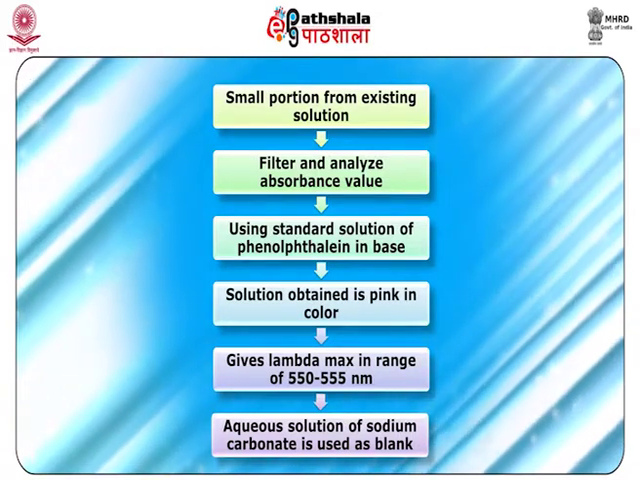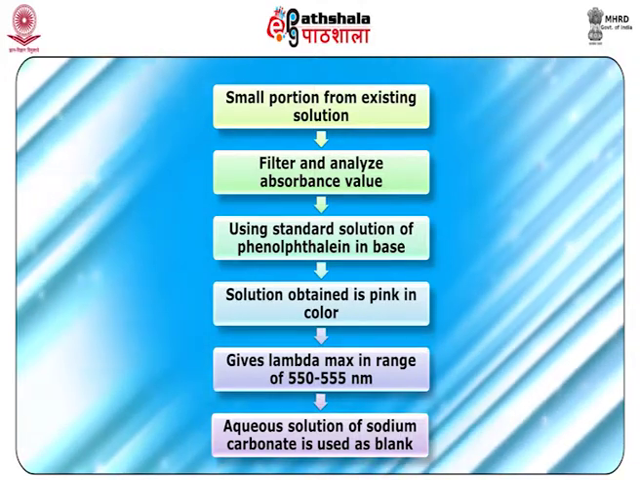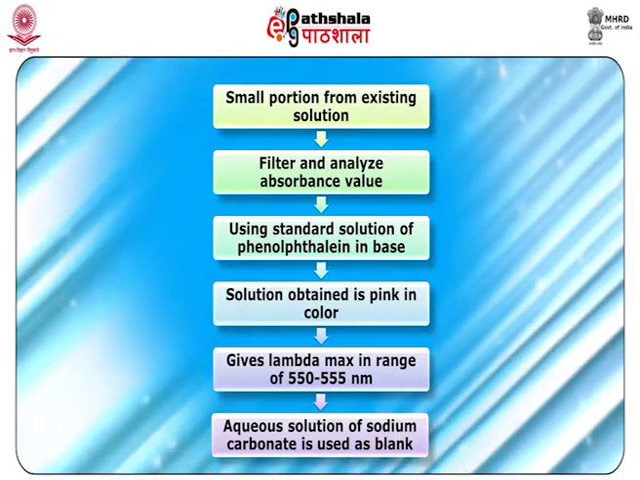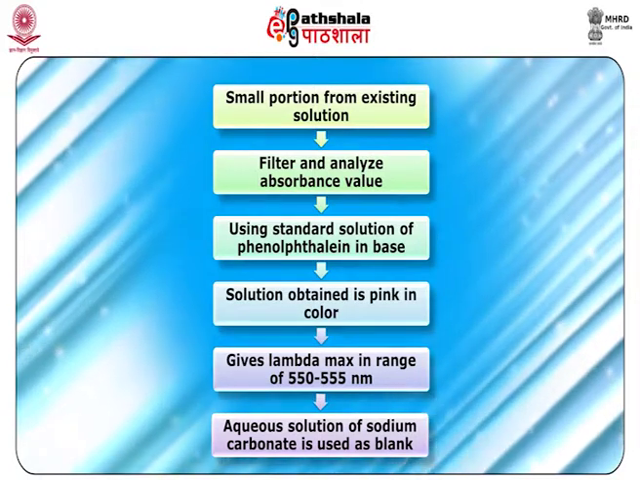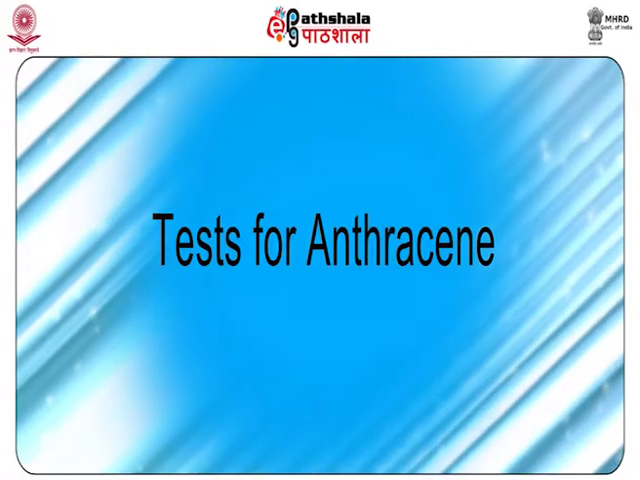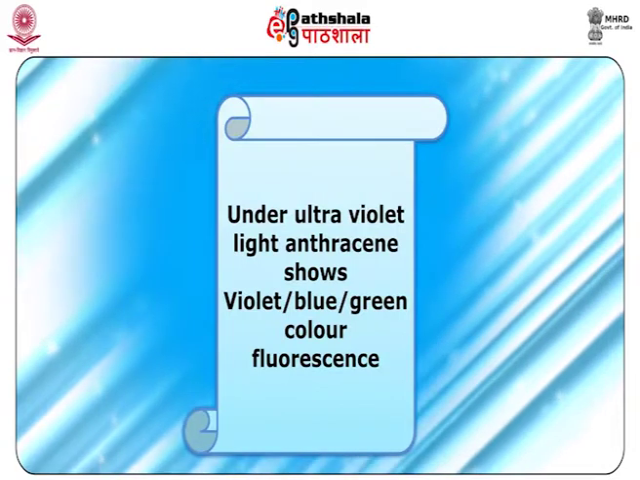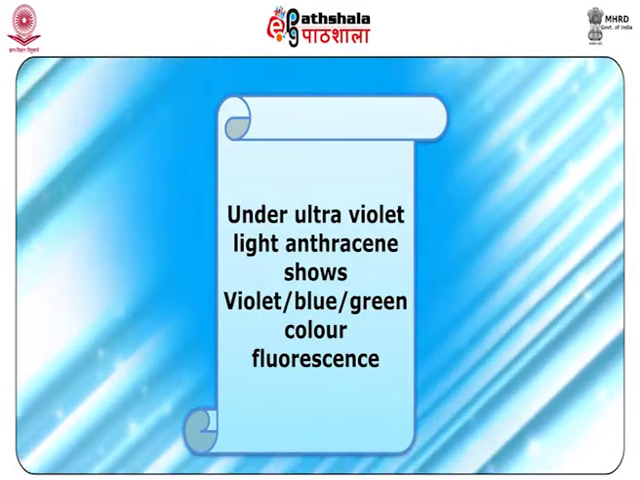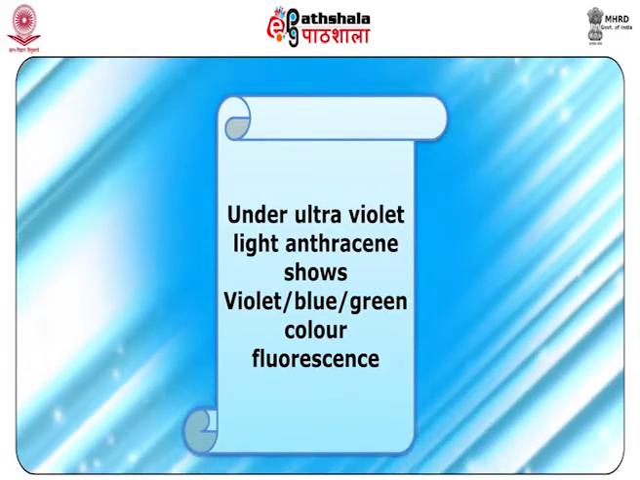Other instrumental tools like HPLC, FTIR, and GCMS are also being used for the detection of phenolphthalein. Next are the tests for anthracene. First is the UV test. Under ultraviolet light, anthracene shows violet or blue or green color fluorescence.